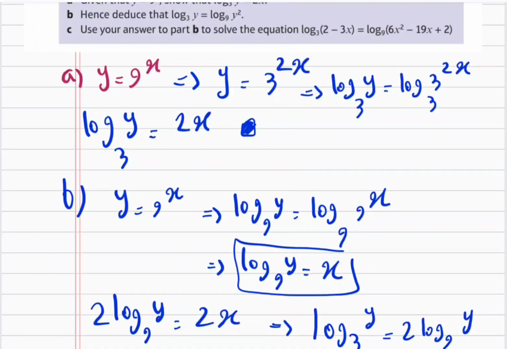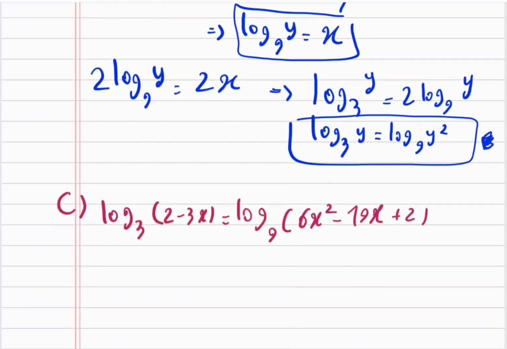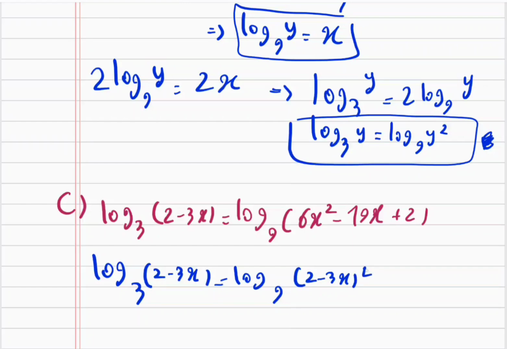So in part C, we just want to use the answer to part B to solve the equation that is given to us. Right, so we have this equation, and because we want to use the answer from part B, in part B we basically got that log base 3 of y is the same as log base 9 of y squared. So that simply means that we can write log base 3 of 2 minus 3x equal to log base 9 of (2 minus 3x) squared, because that's exactly the result that we derived in the previous part.